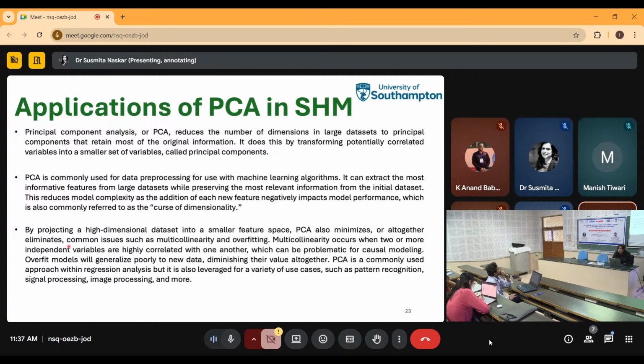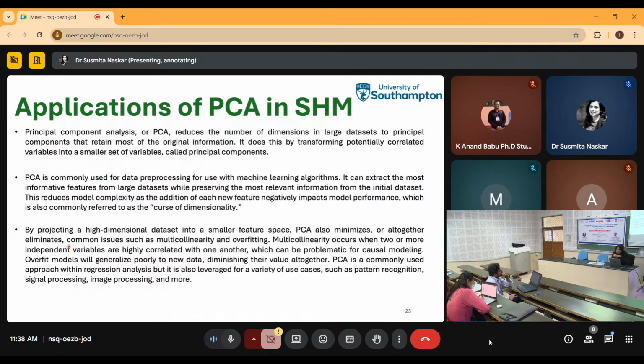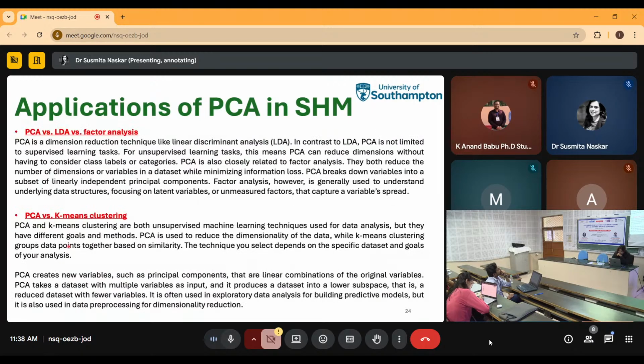If you can standardize the input, you can use PCA quite well. Basically, PCA gives SHM a compact, decorrelated, and often very denoised feature space that improves the modeling, monitors the health better, and also supports early anomaly detection. Those are the places where PCA is quite useful when you think about SHM applications.